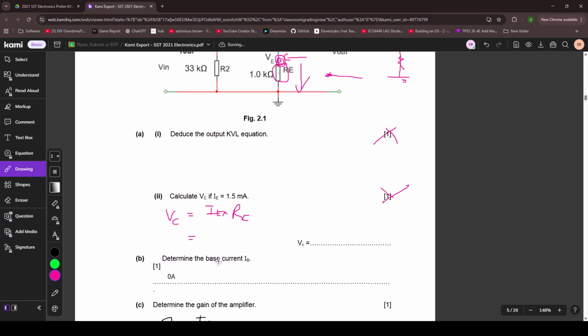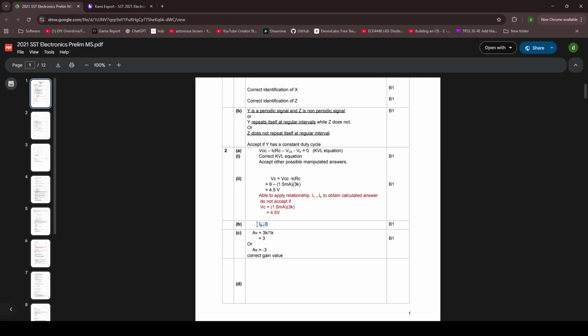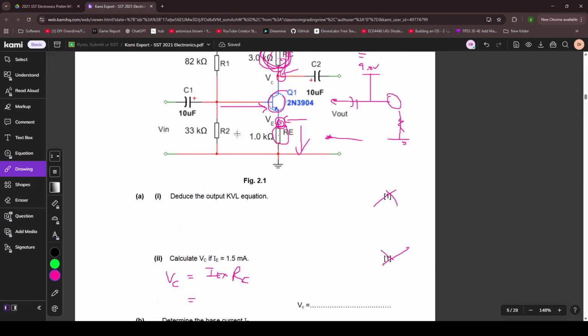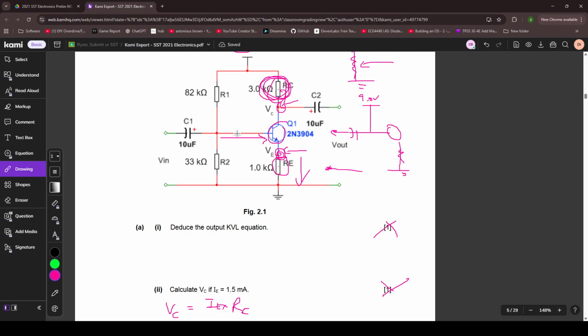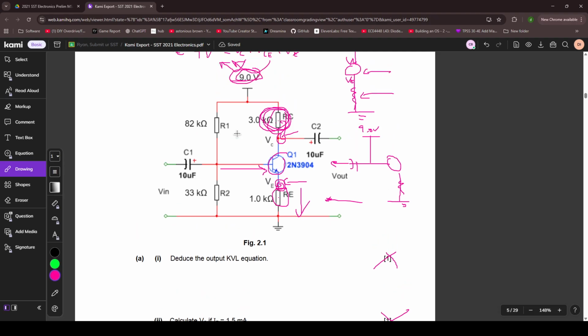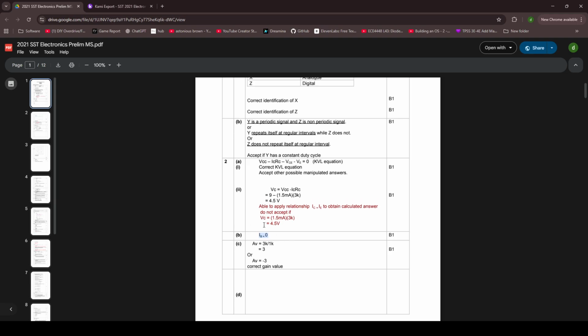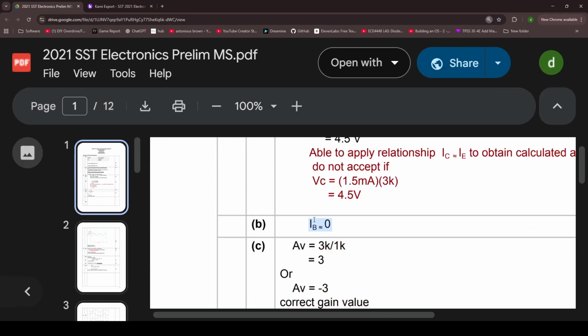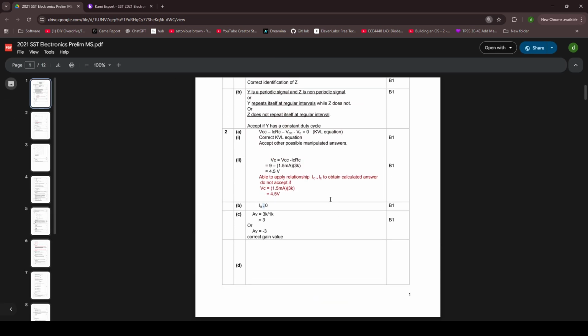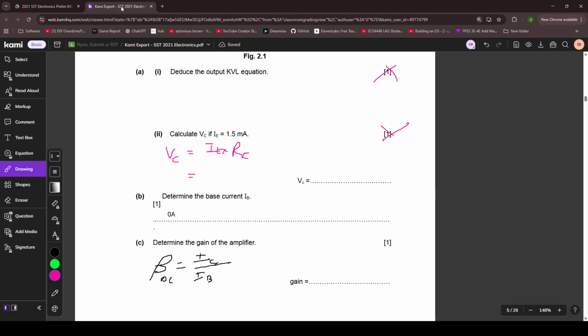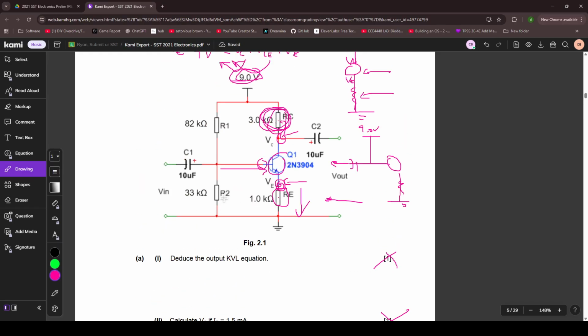Okay, wrong. Determine the base current IB: 0 amps. There's no way that's right. What? 0 amps? Why? Base is this, 0 amps. IB, oh. Approximately 0. Is it that if you use the voltage divider, you get approximately 0?